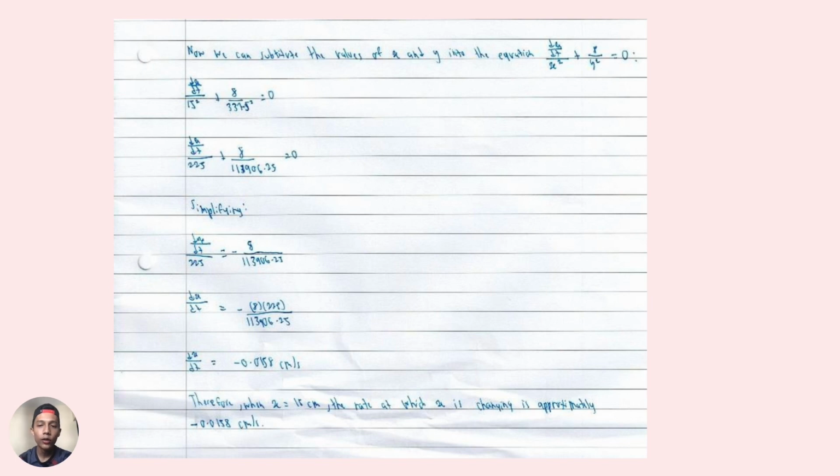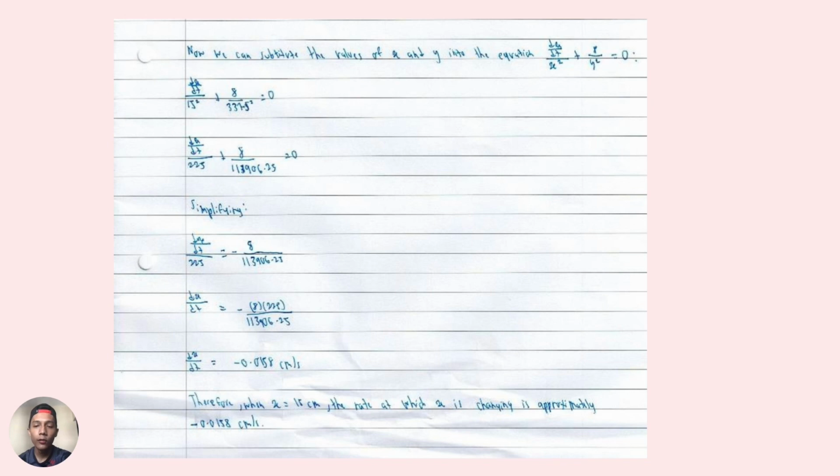Now we can substitute the values of x and y into the equation. (dx/dt) over x squared plus 8 over y squared equals 0. So (dx/dt) over 15 squared plus 8 over 337.5 squared equals 0. Then dx/dt over 225 plus 8 over 113,906.25 equals 0.